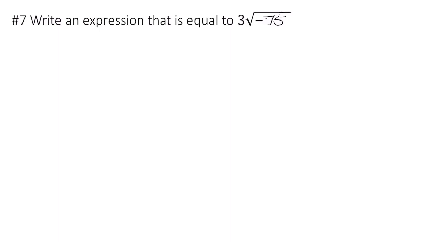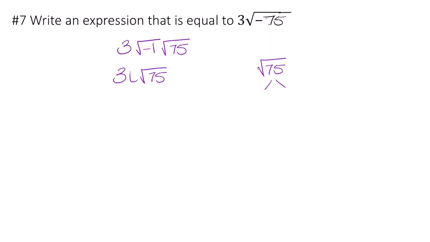So in this problem, it says to write an expression that's equal to 3 square root of negative 75. So what I'm going to do first is factor out that negative 1 under the square root, right? So this is 3 square root of negative 1 square root of 75. Well, the square root of negative 1 is i, so this is going to become 3i times the square root of 75. So now that I have that radical, the square root of 75, I want to check and see if I can make it better by factoring out a perfect square.